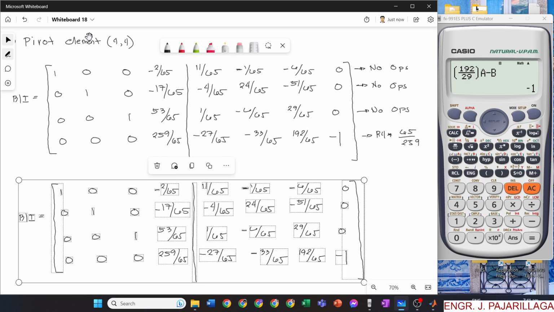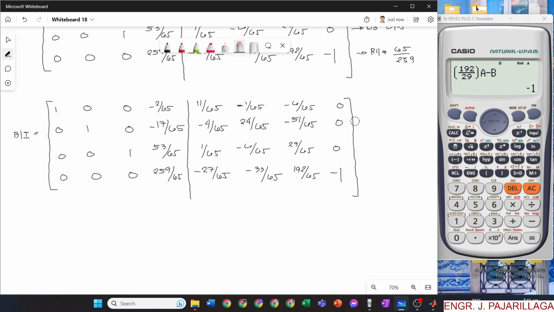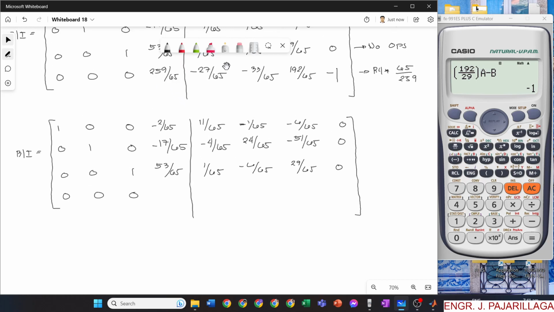Ayan. So, apply natin yung operation na yun. So, si row 4 lang yung a-apply natin ng operation. By applying this operation, ito mga 0 na to, hindi na yan mababago kasi anything that you multiply with 0 is just 0. So, pag i-multiply ko yung 259 over 65 by its reciprocal, that would be 1. And then ito, negative 27. So, this will become negative 27 over 259.